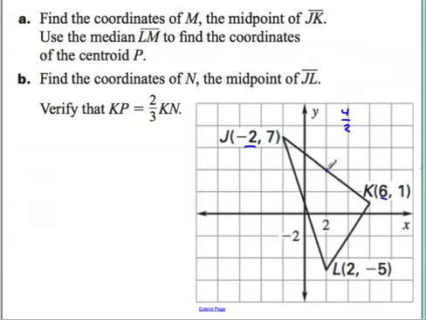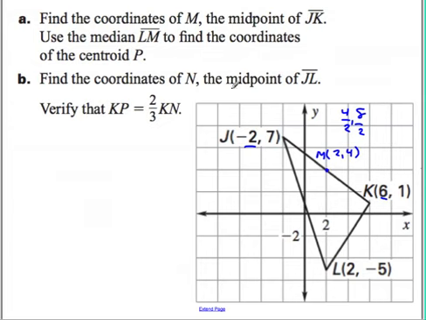So I know that I'm going to be over 2. Let's see, 7 plus 1 is 8. 8 divided by 2 should give me 4. So I'm at the point (2, 4). This scale is by 2s, so I know that point is going to be right here. I'm going to call this M.